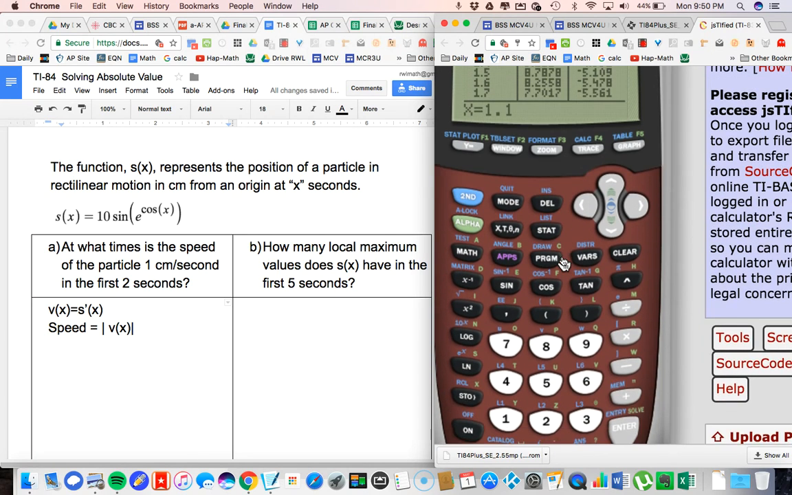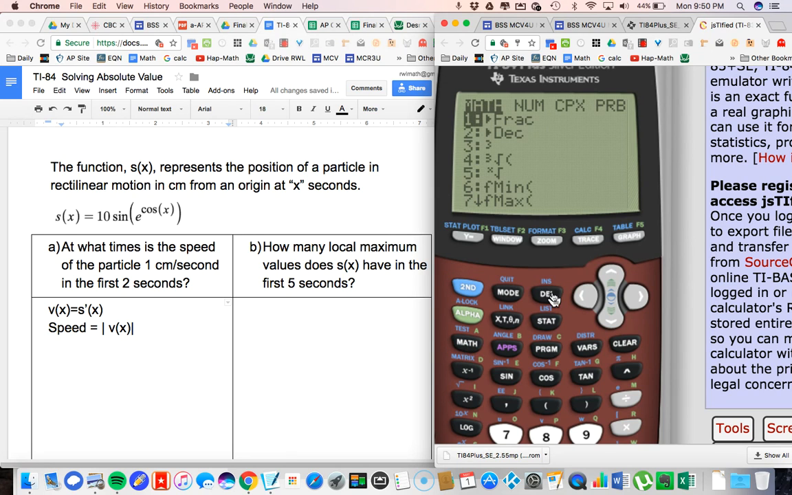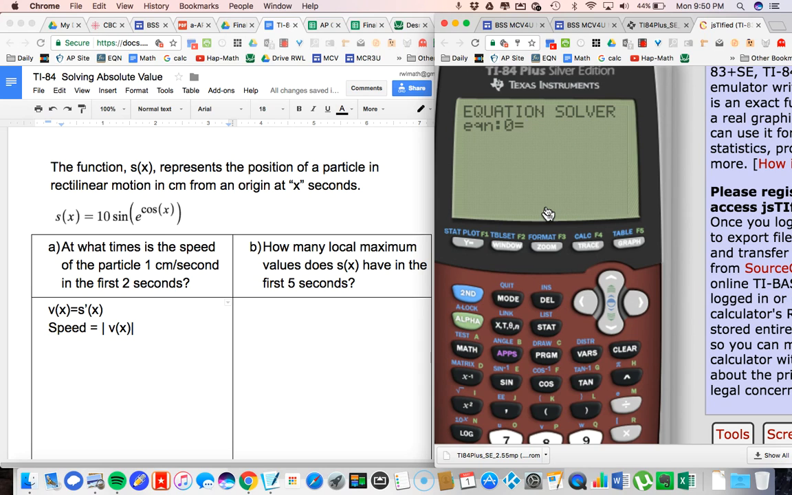So let's now go into the solver. I don't even need the second function, I just have to press the math button, and keep going down until I get solver. Solver, and I hit enter. So now you'll notice this solver, you don't have a left side, right side option. You have to set the left side equal to 0. So once again, which function did I use? Y1, Y2, or Y3? Well, it's Y3, and we want Y3 to be equal to 1.